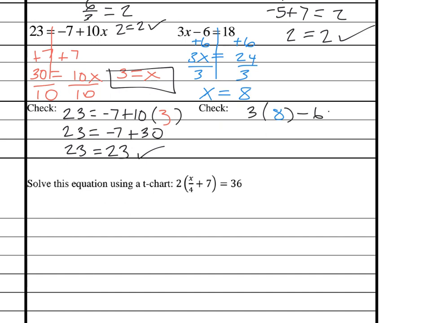minus 6 equals 18. And then 3 times 8 is 24. Minus 6 equals 18. And 24 minus 6 is 18, so 18 equals 18. So we know that x equals 8 is correct.